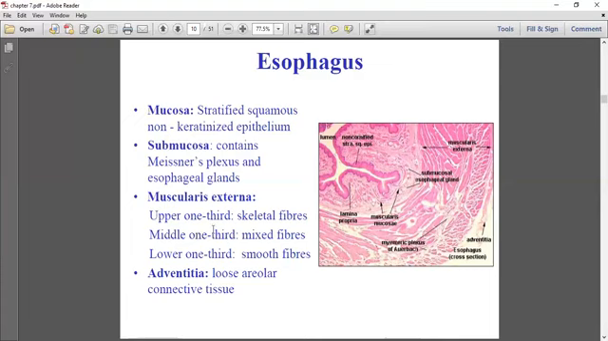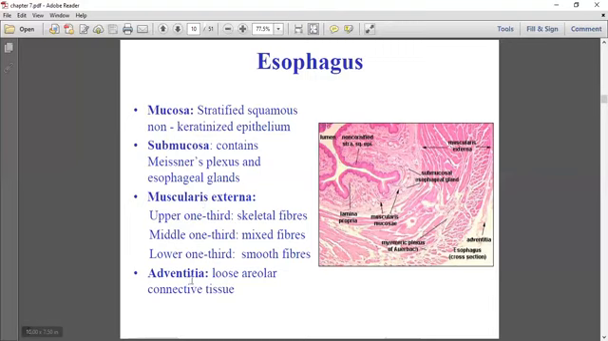The first third, which is the upper third, is composed of striated skeletal muscle fiber. The middle is mixed, skeletal and smooth. The last third, which is the inferior or lower third, is mainly composed of smooth muscle fiber. And in any third, the muscularis, or muscular tissue, is arranged in 2 layers, circular and longitudinal.